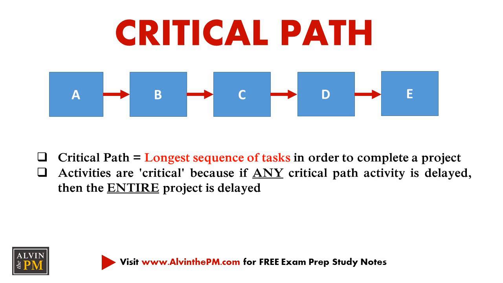First and foremost, the critical path is the longest sequence of activities to complete a project. These critical path activities are very important because if any activity on the critical path is delayed, then the entire project becomes delayed. So if you know the critical path, then you can calculate how long your entire project will take. And once you determine your critical path activities, then you can figure out which are the most important deadlines that your team needs to meet.